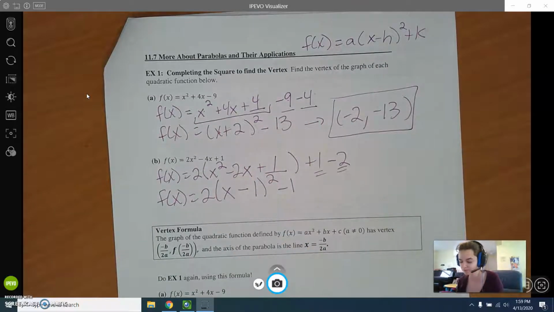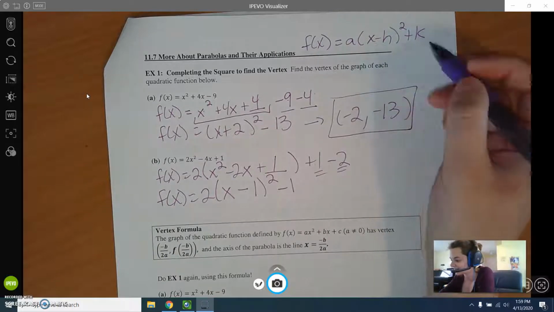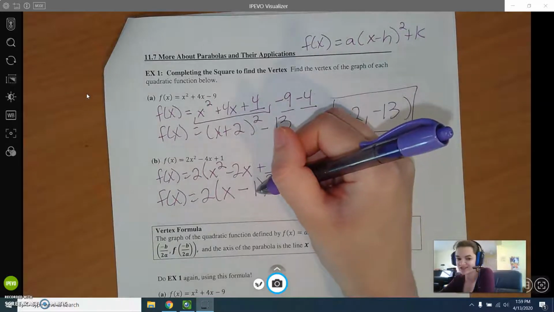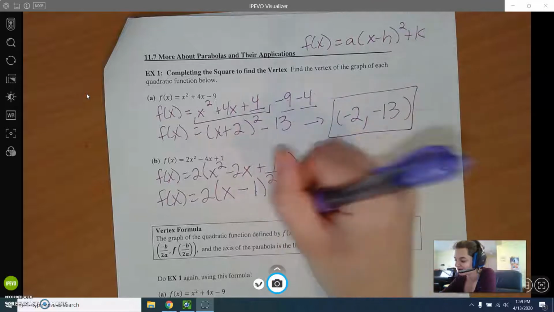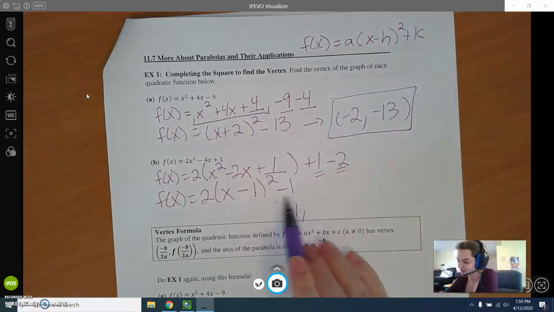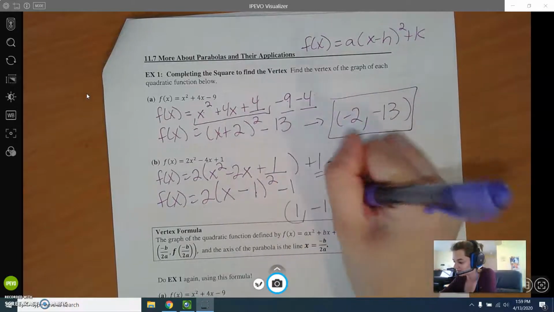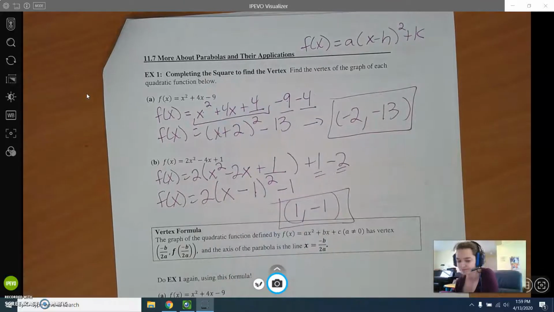Okay? Then to find my vertex, it's (h, k). So my h value is the opposite of negative 1, which is positive 1. My k value is the same as what's at the end. So my k value is -1, and there's my vertex.